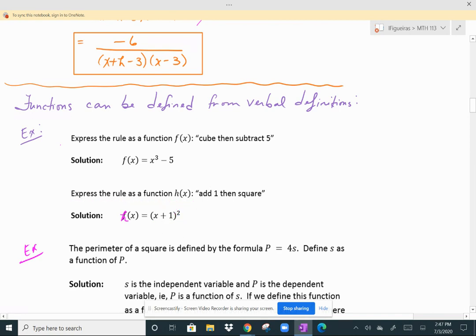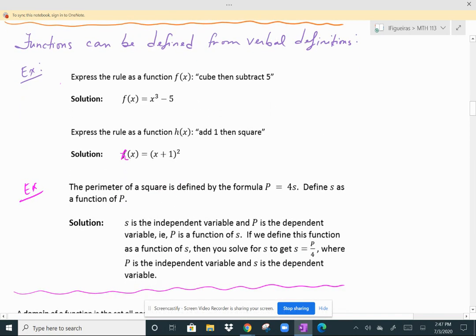Okay, so here's more with words. Suppose the perimeter of a square is defined by the formula P equals 4S. Define S as a function of P. So in this case, S is the independent variable. P is the dependent variable. So S being the side of the square, the perimeter being dependent on what that side is.